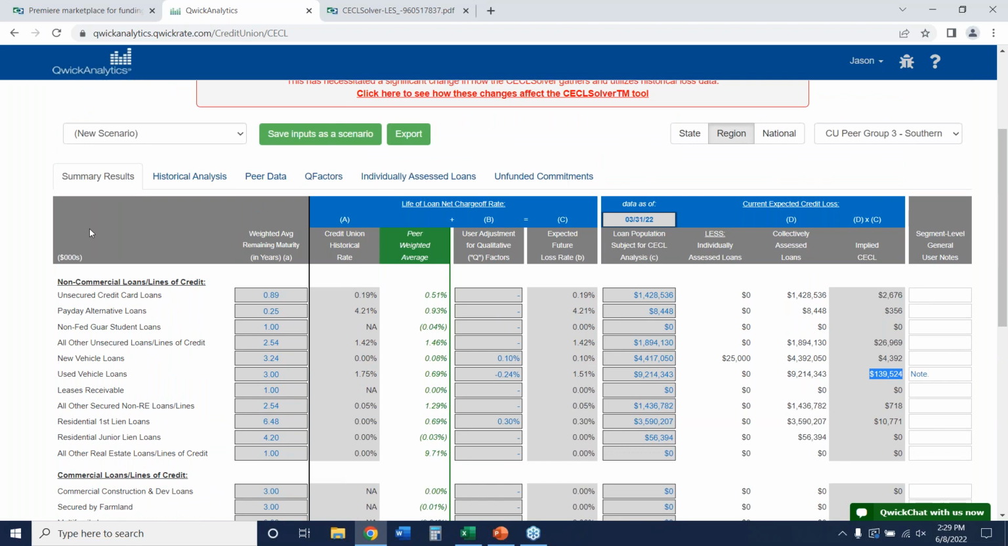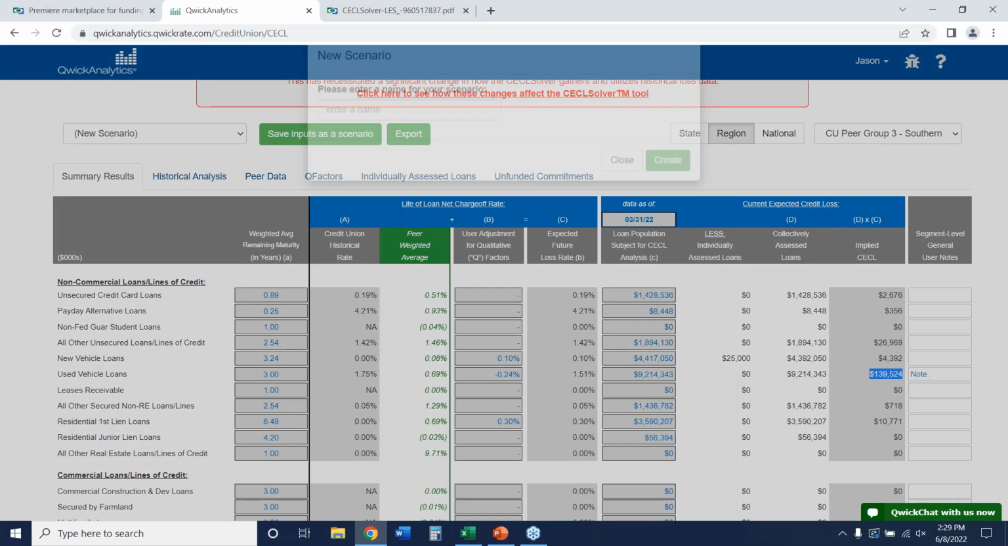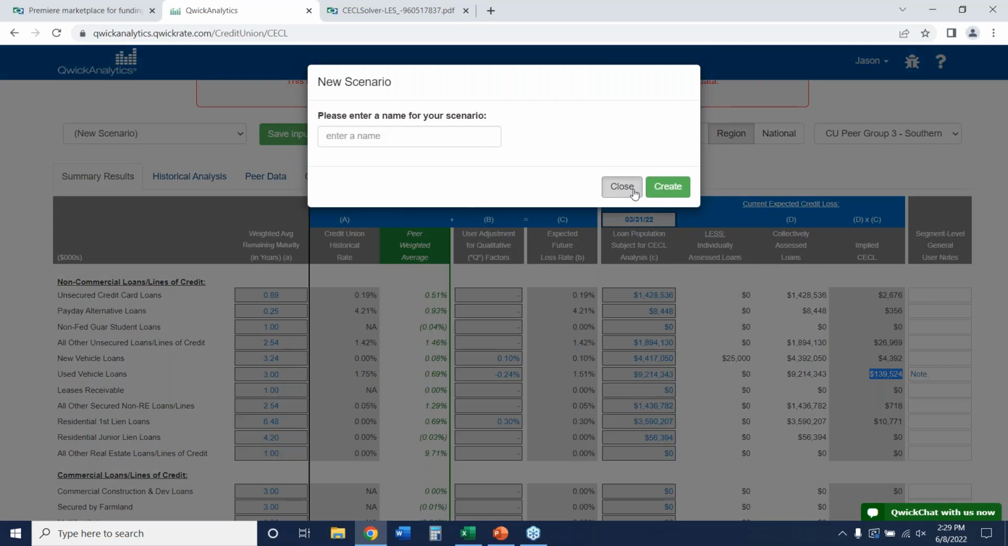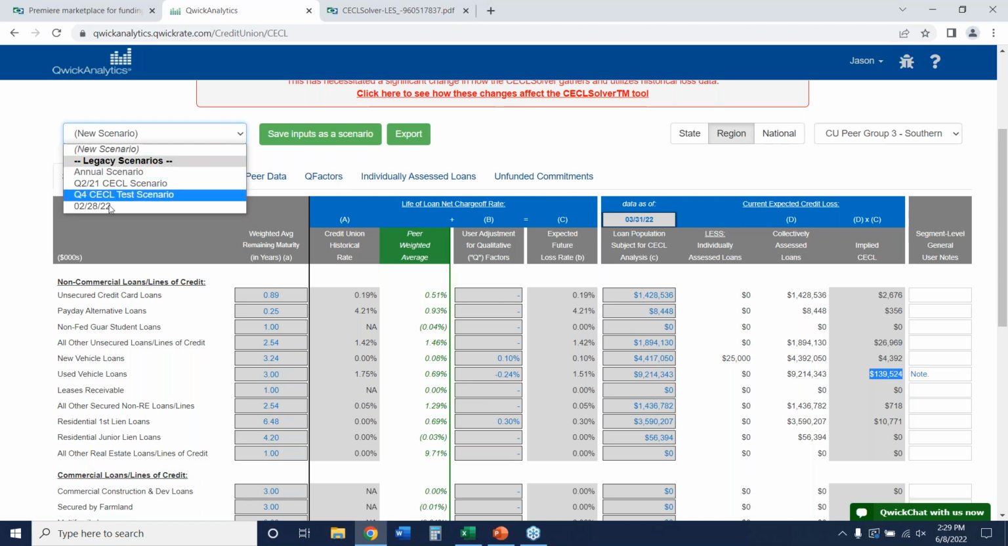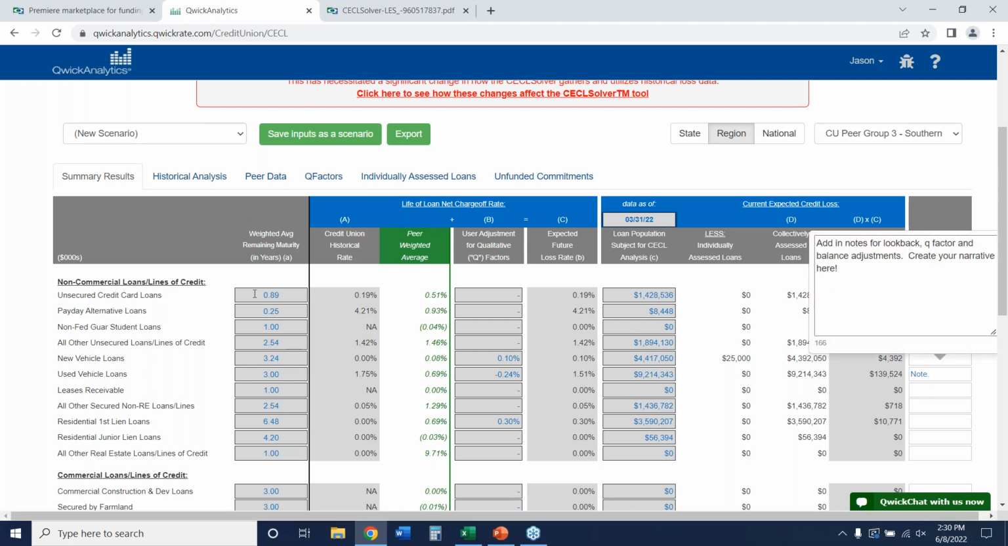Once you're done, we'll save all this here, right? We'll save this as a scenario. We'll give it a name. They will all be kept here in your saved scenario. So 6 months from now, we can pull those back up and see exactly what your notes were.